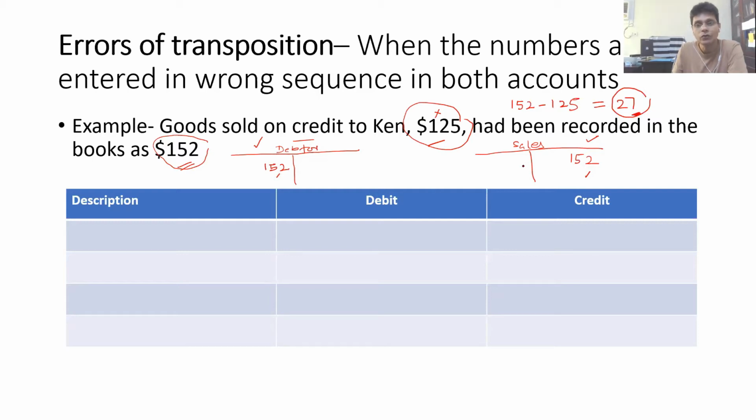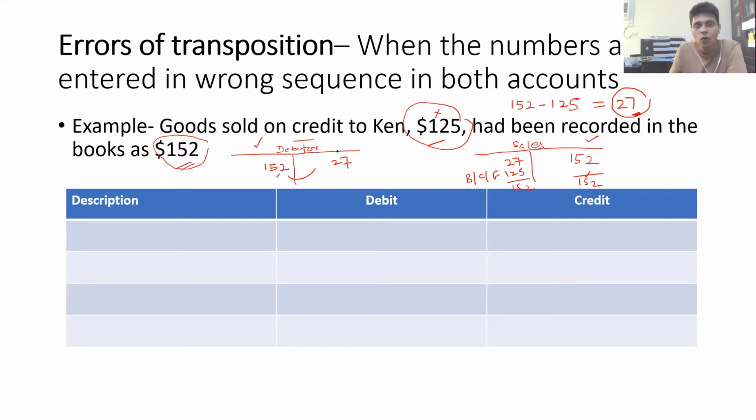So in order to reduce that, what should you do? You have to credit your debtor by 27 and debit your sales by 27. So thereby, when you balance this account, 152, 152, this will be 125, your balance carried forward. And here also the same. Is that clear?